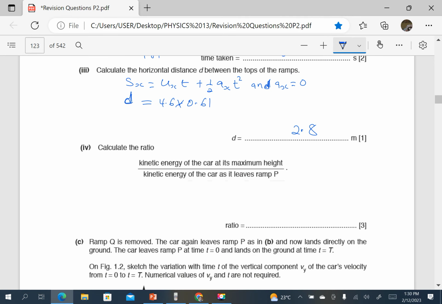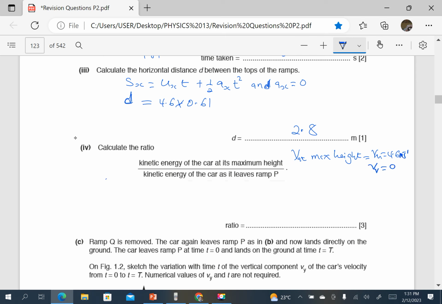Calculate the ratio of the kinetic energy of the car at its maximum height over the kinetic energy of the car as it leaves ramp P. So at maximum height, remember, v in the vertical is 0. It is only v in the horizontal which counts. So v at maximum height is only v in the horizontal, which is 4.6 meters per second. v in the vertical is equal to 0.